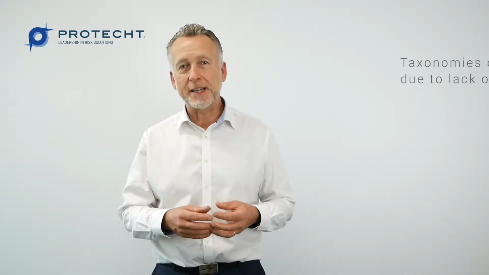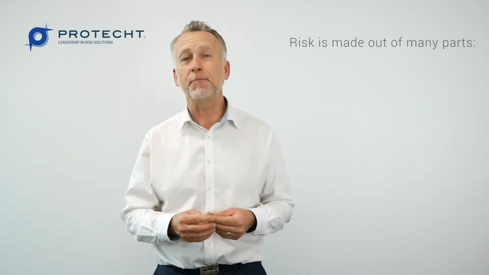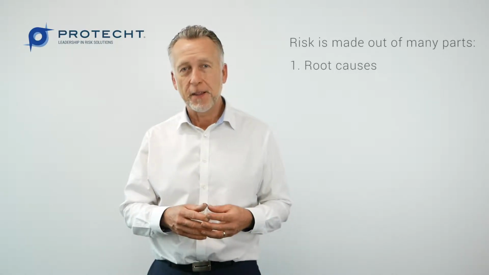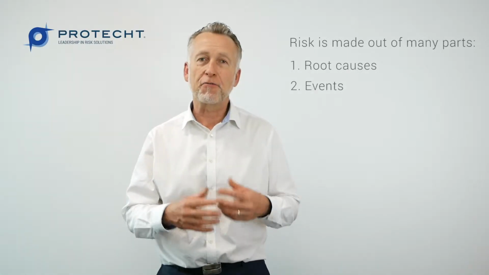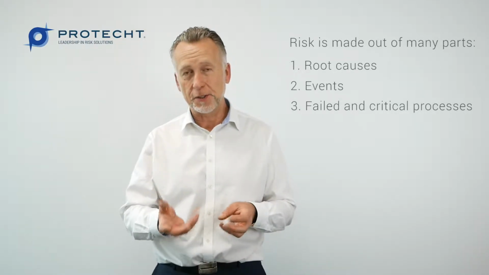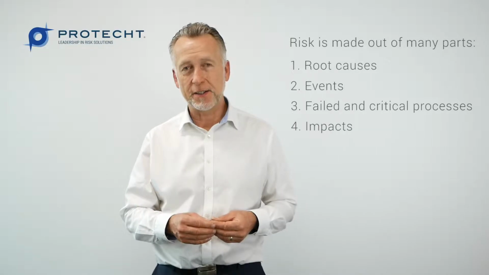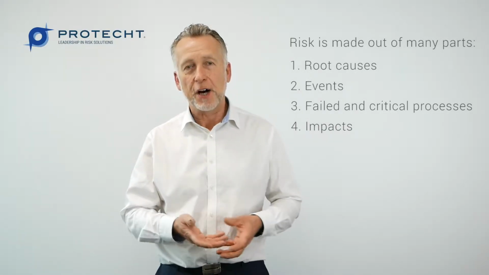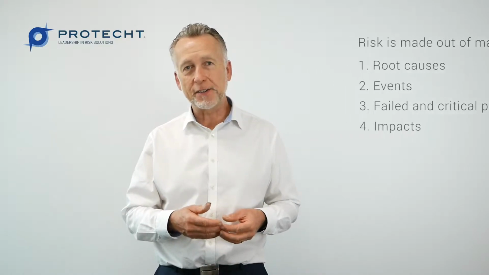Now, the problem is that risk is made up of many parts, 5 in particular. We have the root cause of the risk, we have the events of the risk, we have failed critical processes that's caused by the risk, and we have the impact of the risk. And on top of that, we then have the controls over that risk. Now, if we define a risk using all of those, it may include things such as reputation risk, which is an impact, a failed payment process, which is a failed critical process, loss of confidential information, which is an event, failed reconciliation, which is a failed control, and all of these are totally inconsistent and cause confusion.